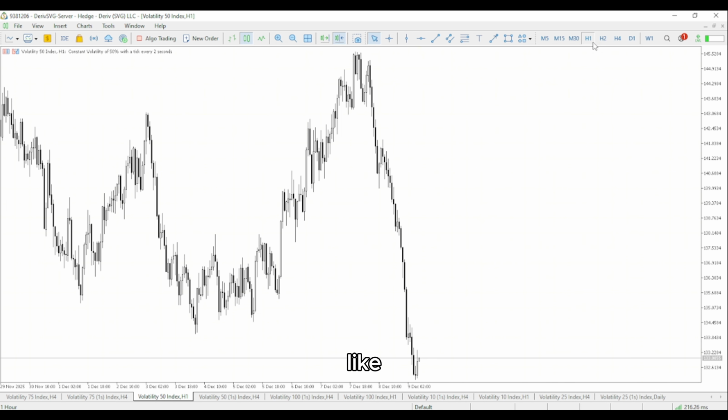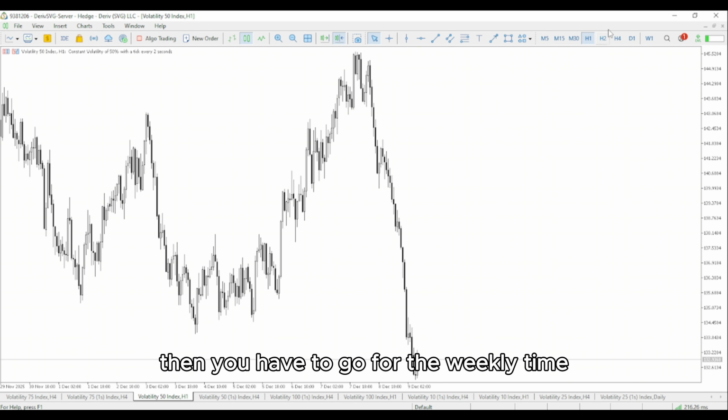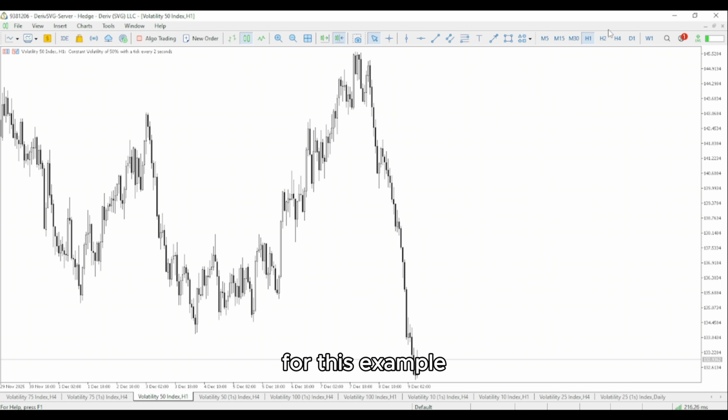You understand? Mostly the day traders, the intraday traders, analyze their trades from the daily time frame. If you're talking about swing traders, then you have to go for the weekly time frame. So for this example, I'm going to use the daily charts. I'm going to use the H1 chart as where I want to get my trades from. So I'm going to analyze from the daily time frame first.